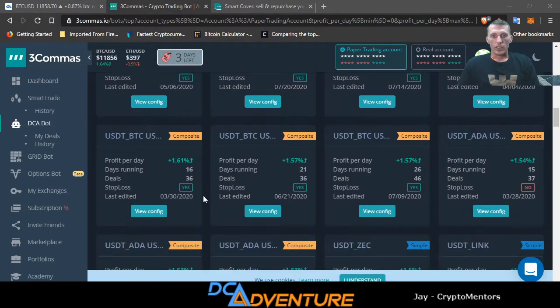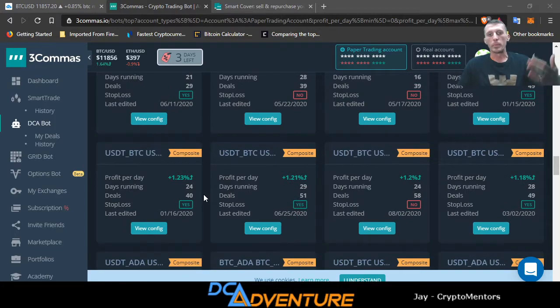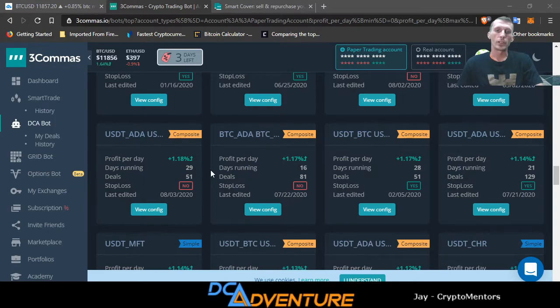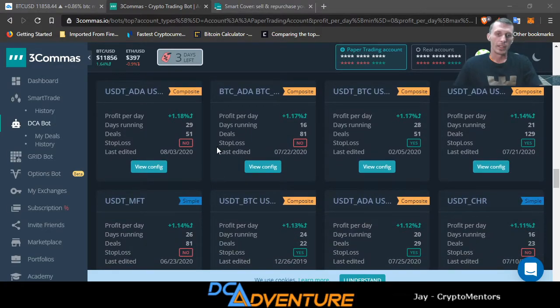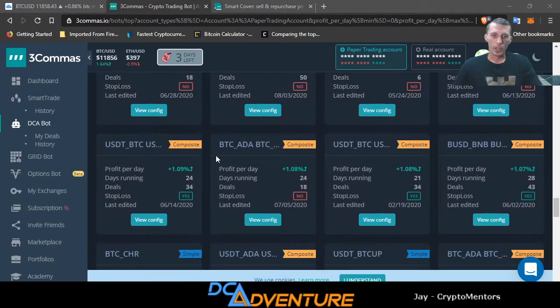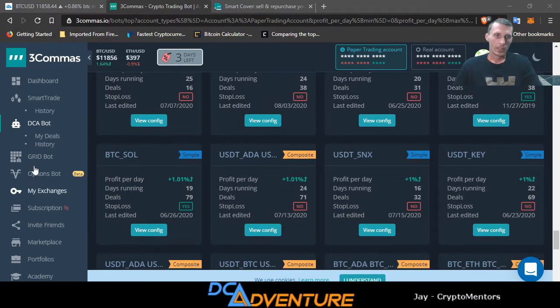DCA bot. These are dollar cost averaging bots, no pun intended. But these are what other people's configurations are of the bots. Now you can use the same configuration, or you can edit these to your liking. It's however you prefer it. And like I said, guys, we'll go into another video explaining all of this in detail.